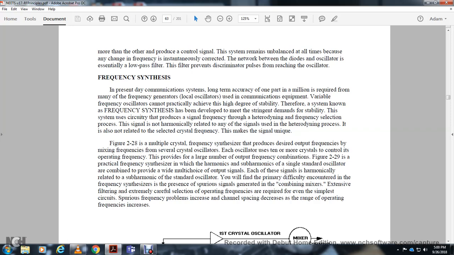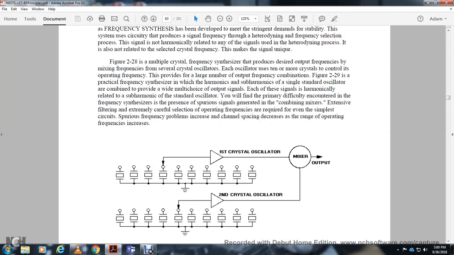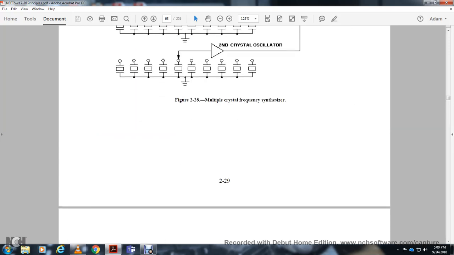You will find the primary difficulty encountered with the frequency synthesizers presented is the spurious signals generated by the common binding mixers, requiring extensive filtering. Extremely careful selection of operating frequencies is required, even in the simplest of circuits, since spurious frequency problems increase as the channel spacing decreases and the range of operating frequency increases. The first crystal oscillator, second crystal oscillator, and mixer output.